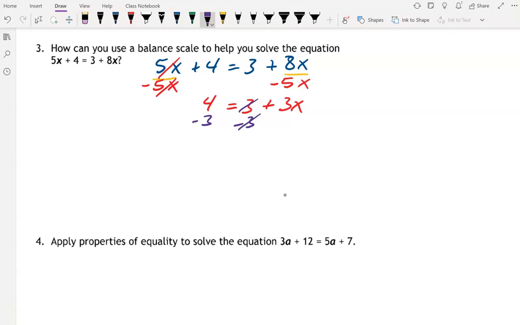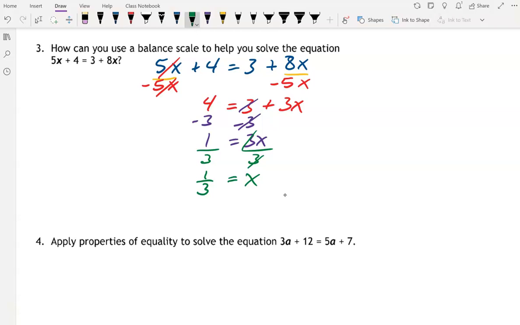So when I do that, that cancels out on that side. I get 3x on this side, and 4 minus 3 is 1. All right, now I have 1 equals 3x. My step is to divide both sides by 3. Those two cancel each other out, and I get x here. X equals 1/3. I don't have to divide 1 by 3. I can leave it as a fraction, and that's perfectly fine.